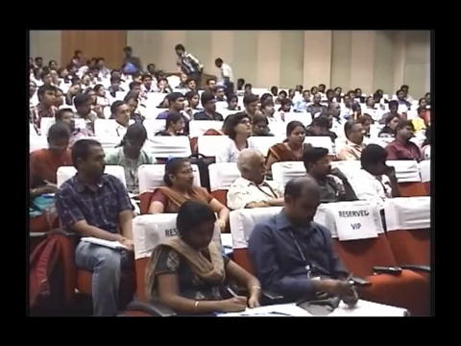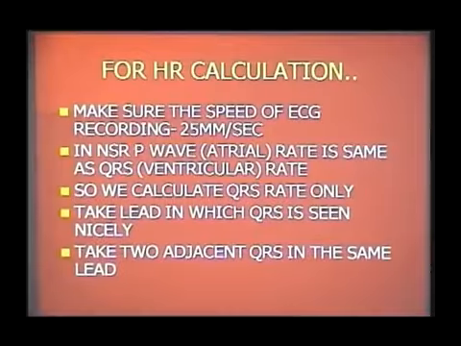Make sure the 1 millivolt standardization is recorded. In a normal ECG, all your P waves should be followed by the QRS complex. So you need not separately calculate the heart rate for the atrium and the heart rate for the ventricle. Once you calculate the ventricular rate, it should be the atrial rate also in a normal sinus rhythm. So calculate the ventricular rate only when there is a normal sinus rhythm.